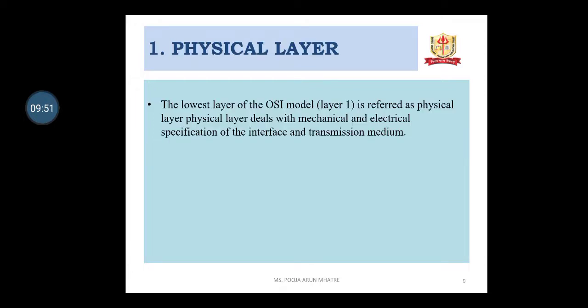The first layer of the OSI model is the physical layer. It is the lowest layer of the OSI model, known as layer 1 of the OSI model. It is referred to as the physical layer, which deals with the mechanical and electrical specification of the interface and the transmission medium.